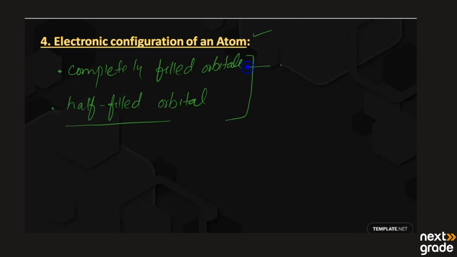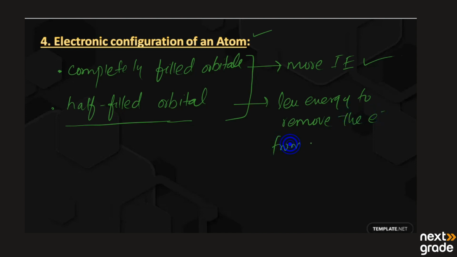If an atom has a completely filled orbital, then we need more ionization energy to remove the electron. But if an atom has a half filled orbital, then we need less energy to remove the electron from the valence shell, or the outermost shell. So if an atom has a completely filled orbital, it has more ionization energy, or requires more ionization energy to remove the electron. And if an atom has a half filled orbital, then we require less energy to remove the electron from the valence shell. So this is all about today's lecture.